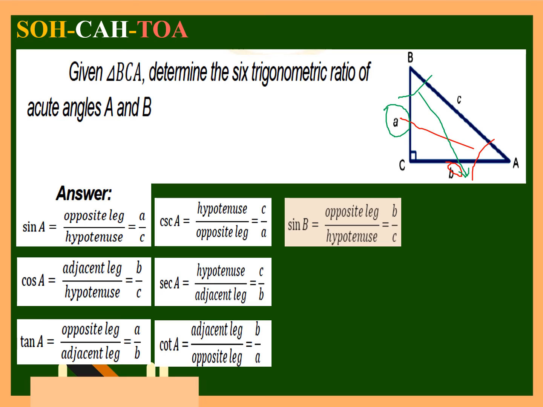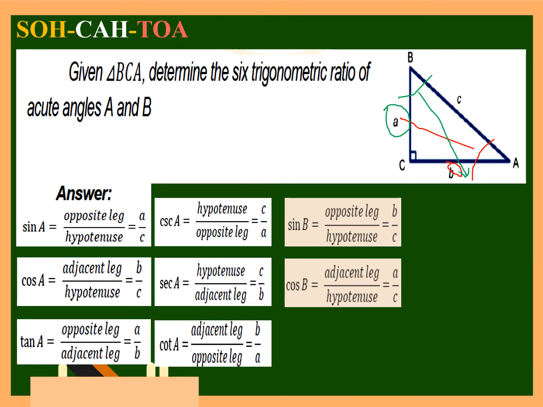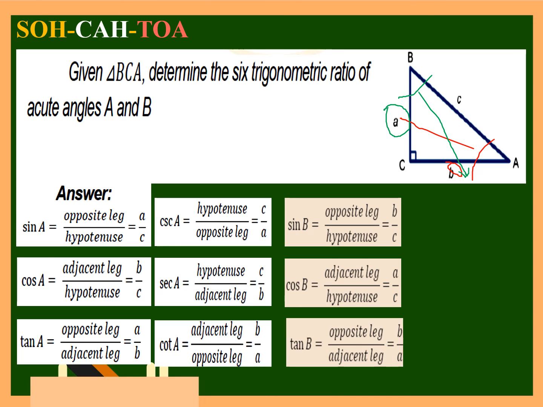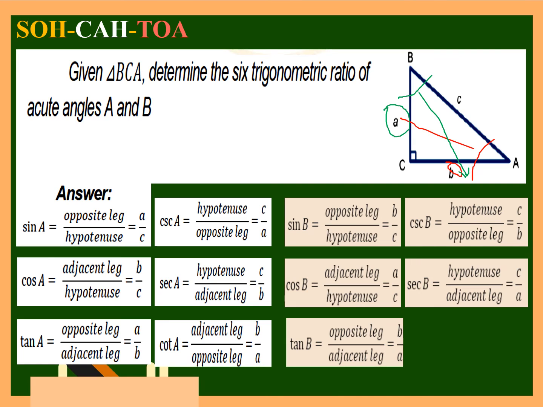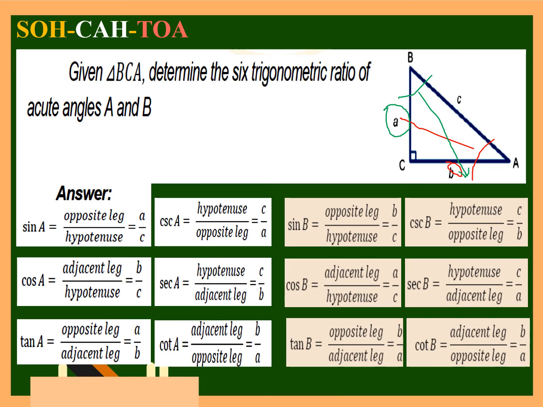So, sine B is equal to B over C. Cosine B is equal to A over C. Tangent B is equal to B over A. And then the rest, the cosecant, secant, and cotangent are just the reciprocal of these three trigonometric ratios. So did you get it, class?